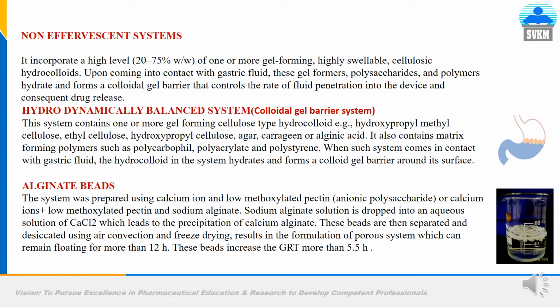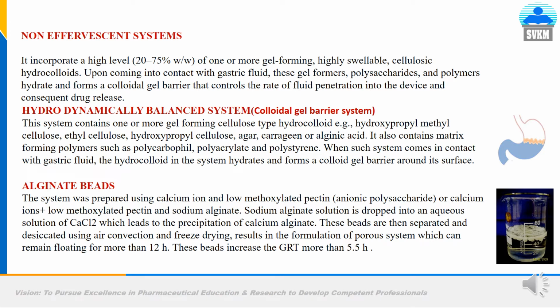In this system, the main composition, 20 to 75% weight by weight, is hydrocolloids. What are they? They will form gel. They are highly swellable. For example, we can use polymers or polysaccharides. The mechanism here is that these hydrocolloids, when they come in contact with GI fluid, will hydrate. On hydration, they will form a colloidal gel barrier at the surface of GI fluid, which will control the permeation of the GI fluid inside the system, and therefore the release will happen slowly.